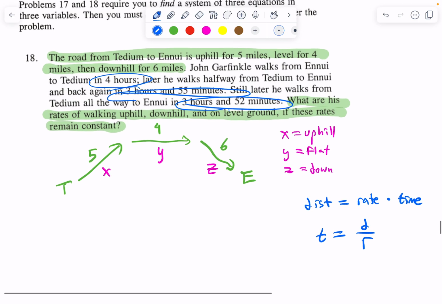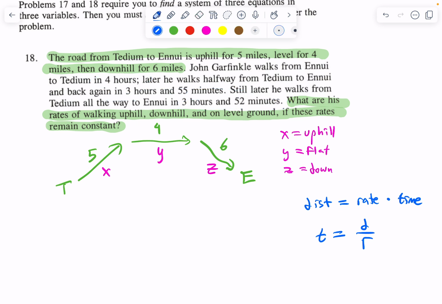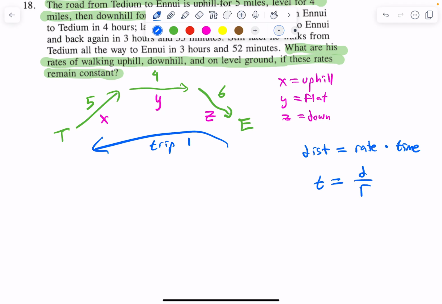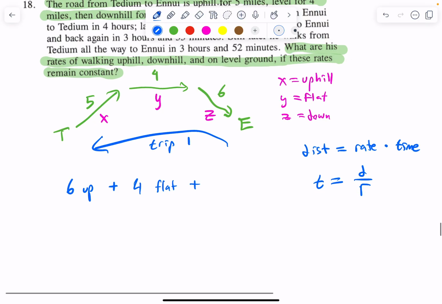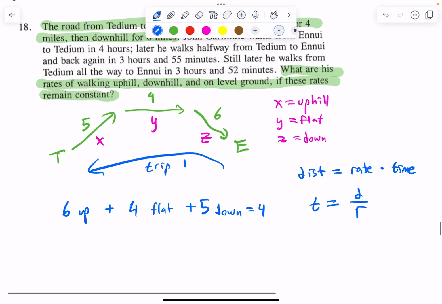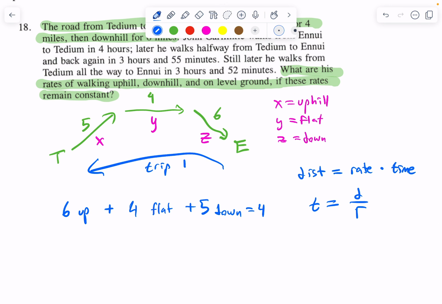All right, so let's go over here and see what we got. First one: John Garfinkel walks from ennui to tedium. So he's going backwards in 4 hours. So in this case, since we're going backwards, this is trip 1. First we go 6 miles uphill, then we go 4 flat, and then we go 5 downhill because we're going backwards. And that took 4 hours. I'm just writing this out in layman's terms.